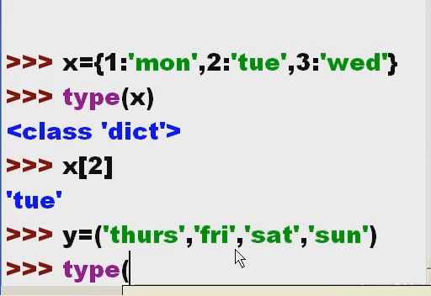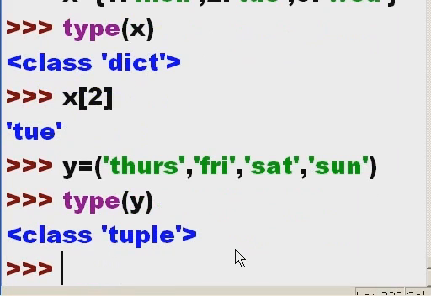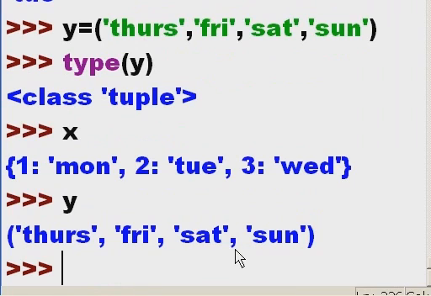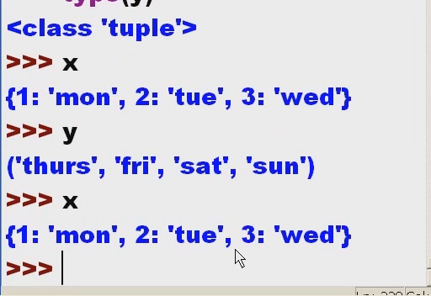What type of object is the Y object? It is a tuple. Wonderful. X and Y. Oh, I want to embed our tuple into our dictionary. How do I go about doing that? I can very simply go like this. X has how many elements? 1, 2, 3. So X element number 4 is now equal to our tuple, Y.